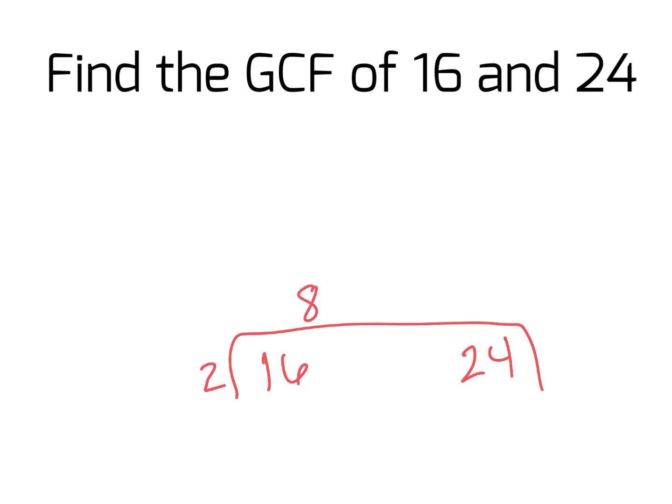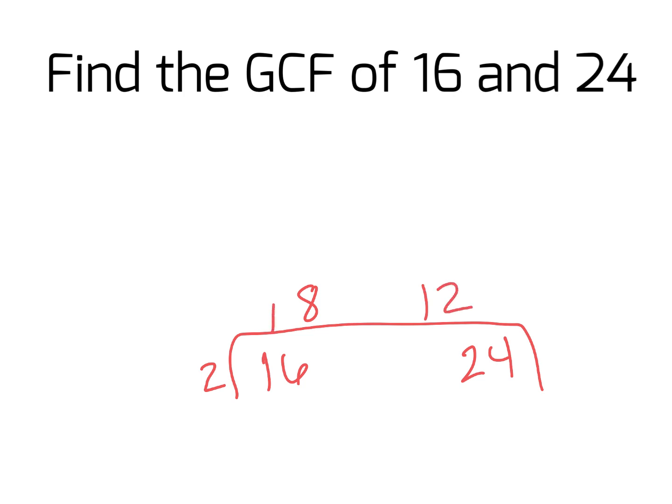All right, so I want to show you how a multiple stack works, just like the last one. So find the greatest common factor of 16 and 24. I'm going to put 16 and 24 on my paper. And then I know that both of these numbers are even, so I am simply going to divide by 2. So 2 goes into 16 8 times, 2 goes into 24 12 times.